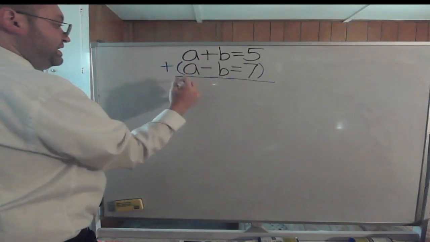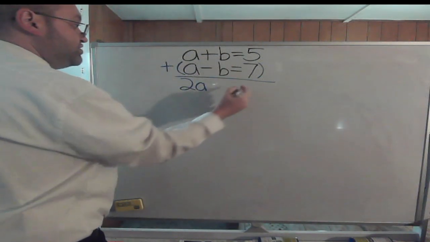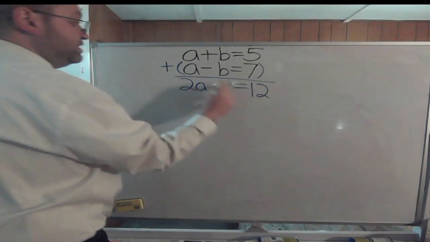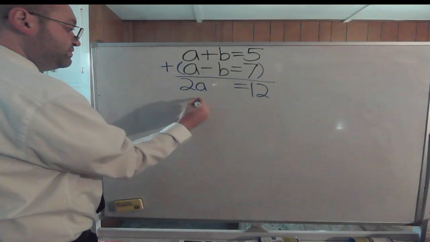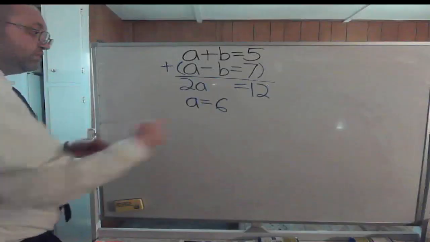So a plus a gives you 2a. Then b minus b gives you 0. 5 plus 7 equals 12. So you've eliminated the b variable temporarily. You just have 2a equals 12, which means a equals 6. So the a coordinate is going to be 6.